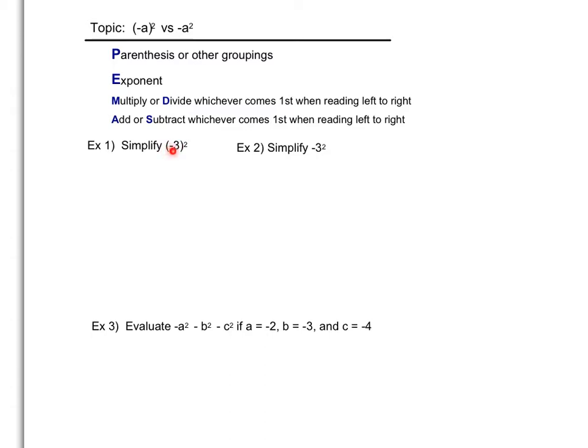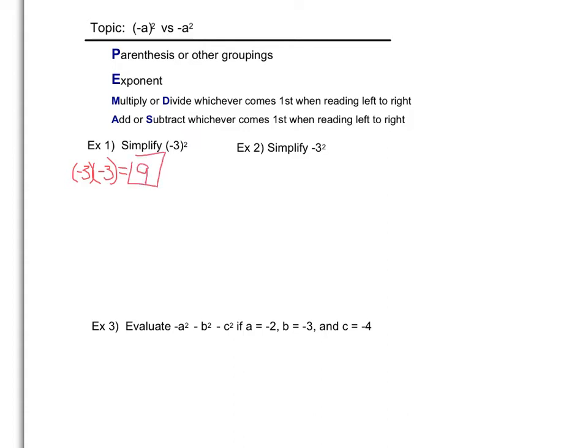So when I look inside the parentheses, I have a negative 3. There isn't anything I can do to simplify a negative 3. So moving outside of the parentheses, I see I have a square. Well, a square means take whatever was in the parentheses and multiply it by itself. So take the negative 3 and multiply it by itself. Well, I know a negative times a negative is a positive, so negative 3 times negative 3 is positive 9.